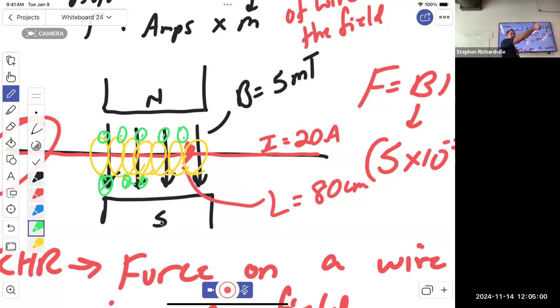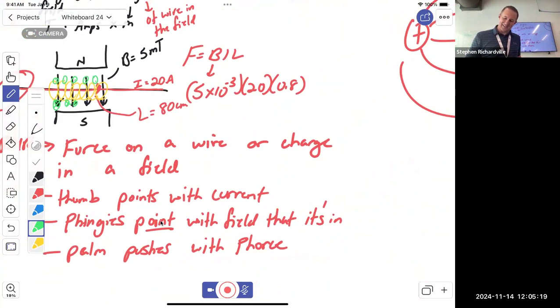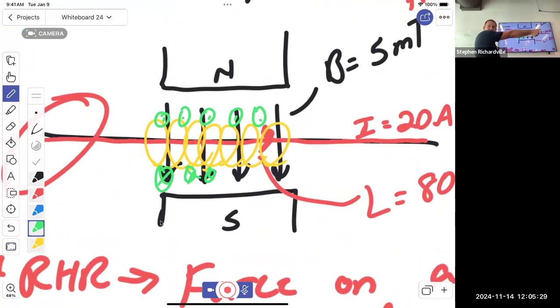Thumb goes in the direction of current. My fingers point not with the field that it's creating, the wire, but the one that it's in from somebody else. Thumb's right, field's down, my palm pushes with the force in. It's in. So it's that number, blank newtons in. And that's hard. So my thumb goes in the direction of current. My fingers are in the direction of the field that it's in, which is down.